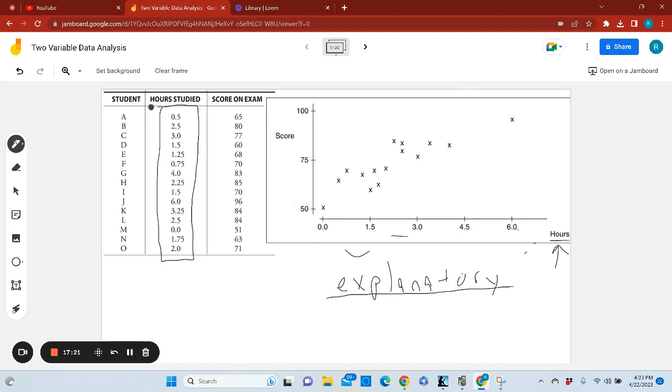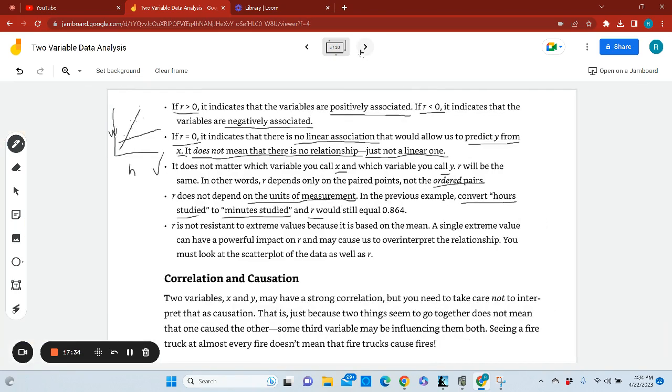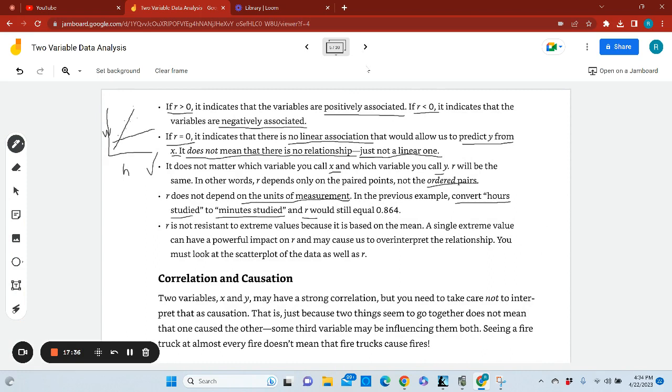It doesn't matter whether I measure your study time in hours or minutes or seconds. The pattern is still the same. The longer you study, the better you do on the exam. So the units of measurement don't have anything to do with correlation. I can change them, and the correlation between the two variables should still be the same.